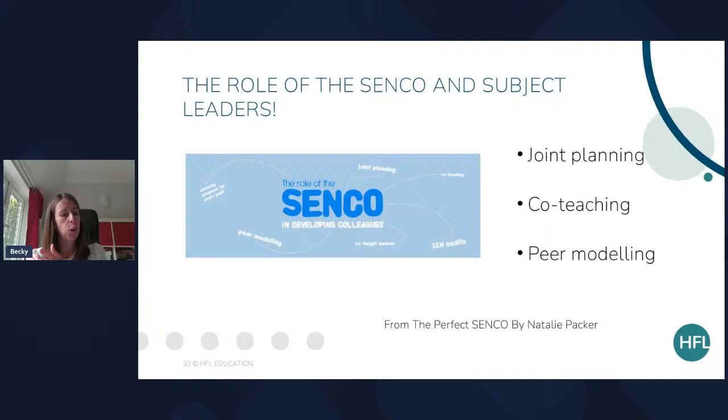So if we think about joint planning, the subject leader spending time with teachers during their planning sessions provides a good opportunity for that joint discussion. So thinking about that, are there small steps? Have we anticipated the barriers that might come up? Have we anticipated misconceptions that might come up? And planning together can be a really useful tool.